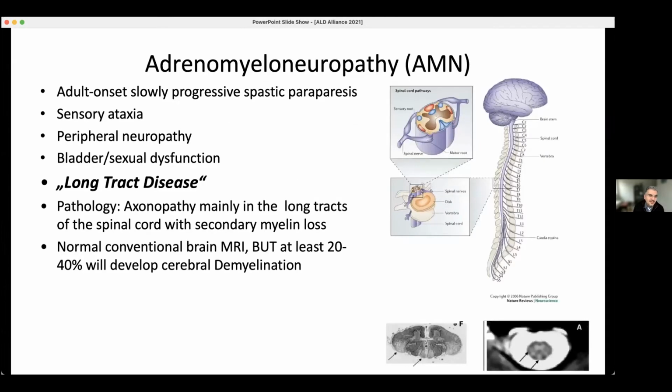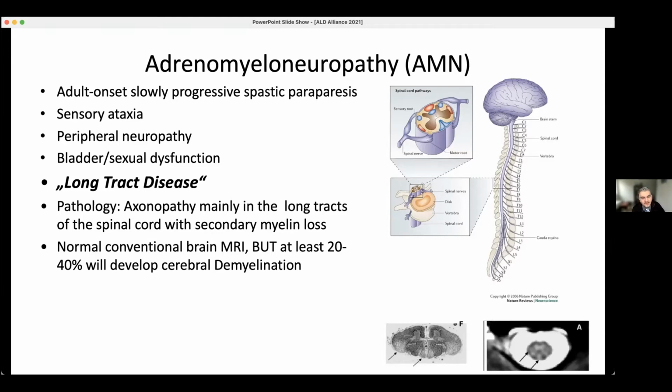So AMN, the adult form of ALD in males, is something that starts somewhere in the 20s. There are rare occasions where late adolescents, teenagers, may have some symptoms. I've also seen individuals presenting as late as in their 60s with the very first symptoms. So it's really a huge range in time of onset. And from a pathological perspective, it's quite a different disease than childhood cerebral ALD.